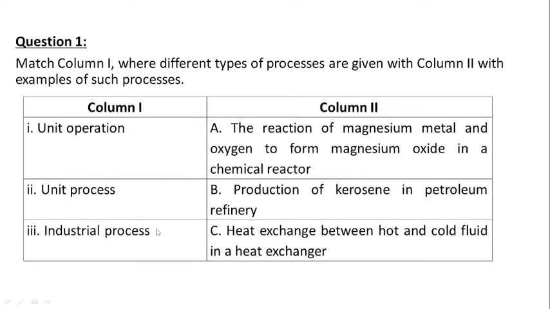Hello? The production of kerosene in petroleum refinery is an industrial process. Yes, and unit operation is heat exchange between hot and cold fluid in heat exchanger. Unit process is some chemical reaction involved in between that operation, so it is called as unit process. So reaction of magnesium metal and oxygen to form MgO2 in a chemical reactor is an example of unit process. So 1 will be C, 2 will be A, and 3 will be B.